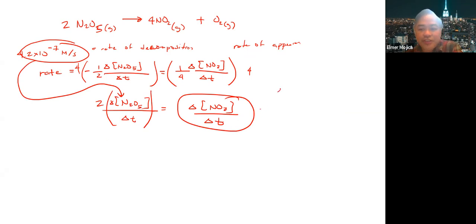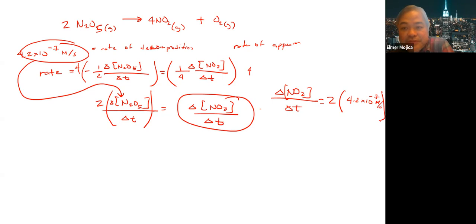So if you look at the rate of the formation of NO2, that is just 2 times the 4.2 times 10 to the negative 7 meters per second. So you might have a question like that. You know how tricky it is, right?